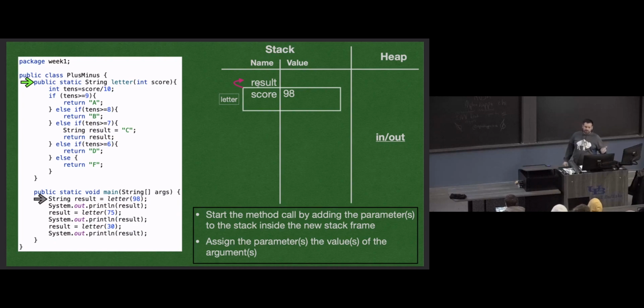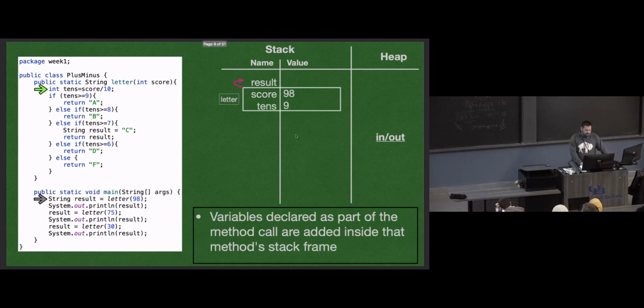Sometimes there might be no parameters at all, and we wouldn't put anything for the first step, we would just start running code. Once we have the parameters, score equals 98. Once we have the parameters in our stack frame, we're ready to run some code, and we're going to execute the body of the method. First thing we do, int tens equals score over 10.